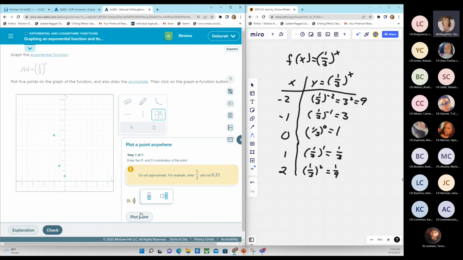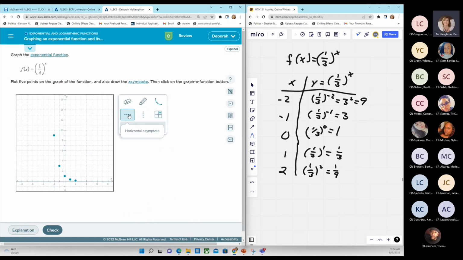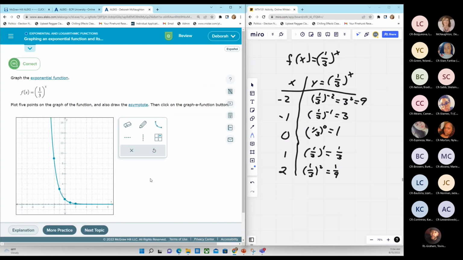0 and 1, plot that point, 1 and 1/3, plot that point, and then 2 and 1/9. Okay, and now I have all my points on there. Now I'm going to put on my asymptote, which is always at the x-axis, and then click the graph, and then it draws the graph. So that's how you do those.